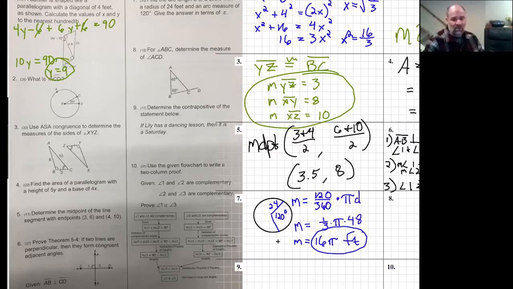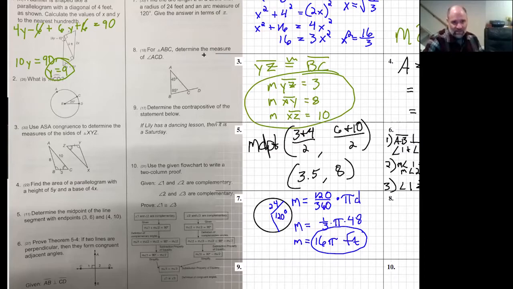But let me just give you the shortcut. Take this 120 over 360, reduce it if you want, multiply that by the diameter and pi, right? Because you're just finding 1/3 of the circumference, not the whole circumference. You guys good with number 7? You guys think you can handle it? No questions? Okay.